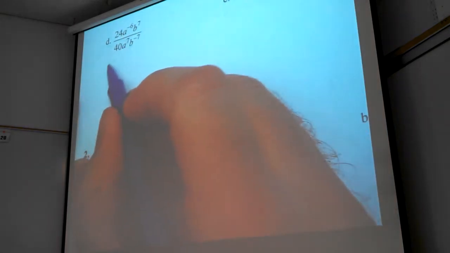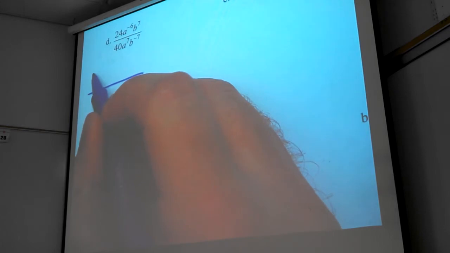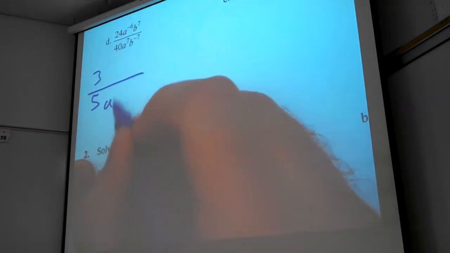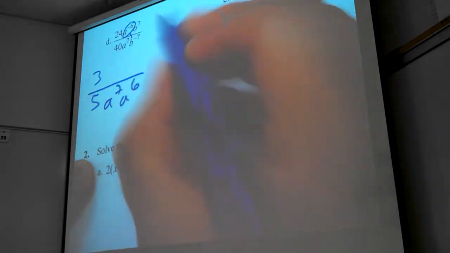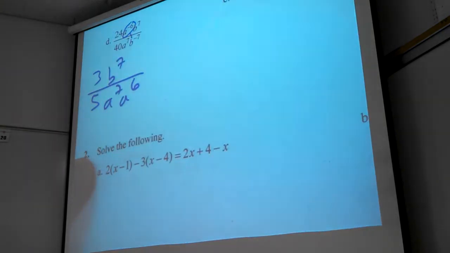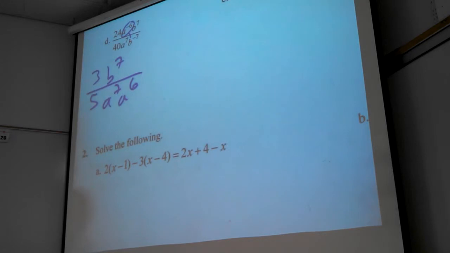So, first off, how do you reduce the 24 and 40? 3/5. Yeah, 8 goes into both. Then you've got these 7 A's, and then these 6 A's are coming down with them. You've got these 7 B's that are here, right? And what about the B to the negative 7? They're going to come up.